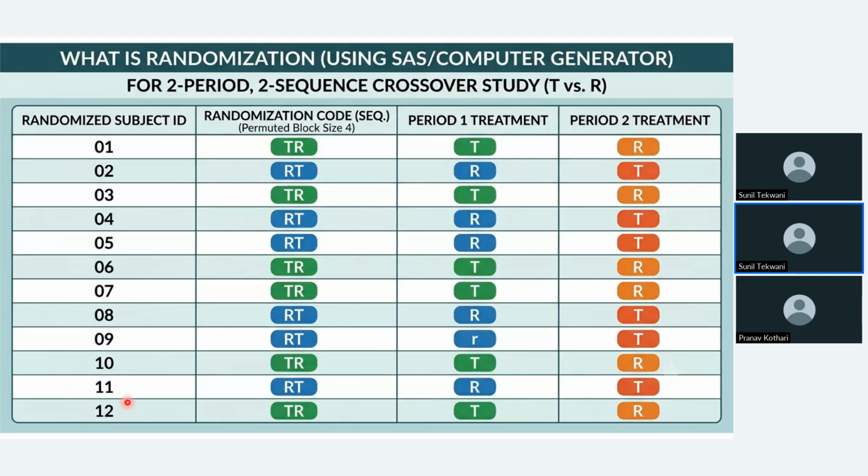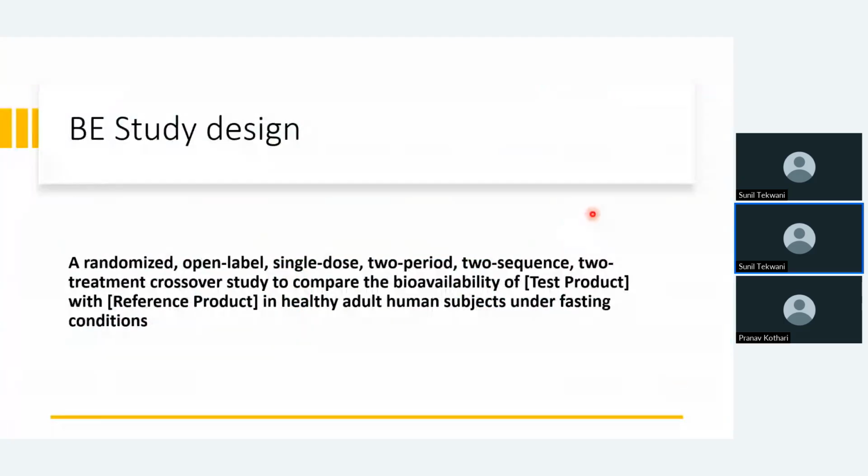So all these human subjects will take 2 treatments. Once test product in period 1 and in another period reference product, or reference product in the first period and test product in the second period. So the BE study is done in 2 periods mostly. First period, 1 treatment, second period, another treatment. That's why they call it 2-period.